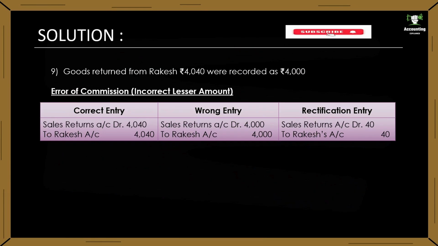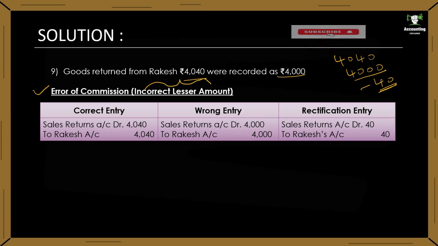Students, we have come to the last part of the question. That is goods returned from Rakesh, rupees 4040 were recorded as 4000. Instead of taking it as 4040, you have taken it as 4000. There is a lesser amount of 40. So this is an error of commission with incorrect lesser amount. Now the correct entry which you are going to pass is sales return account debit 4040 to Rakesh account 4040. I will explain this entry. Sales is an income that will be credited. When the income increases, it will be credited.